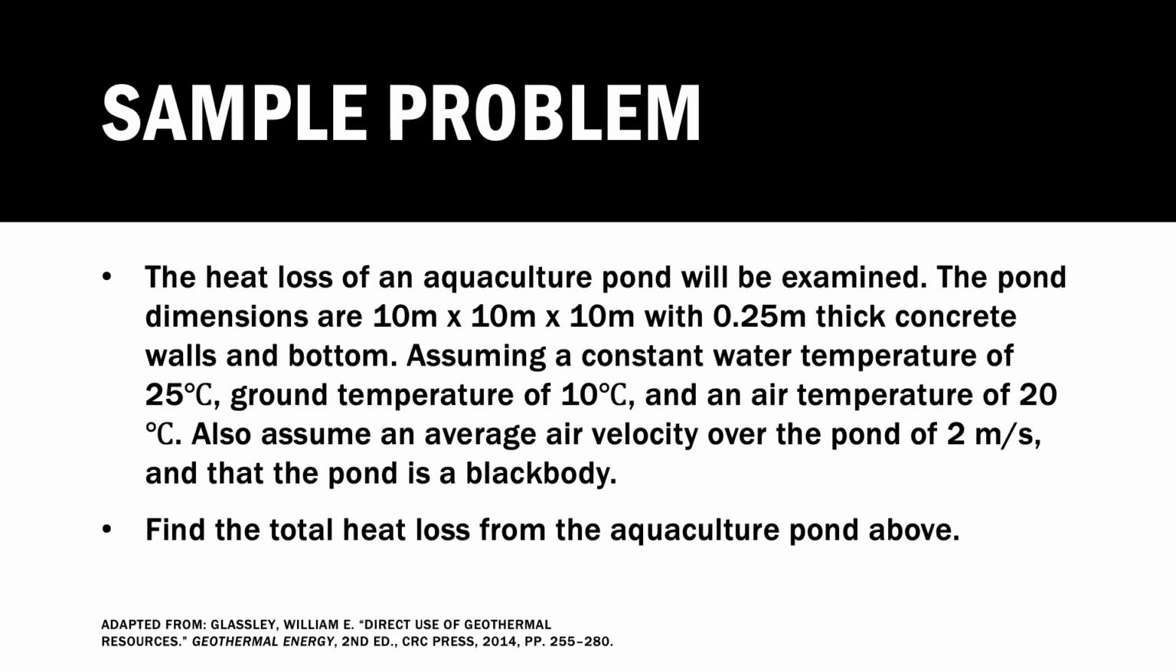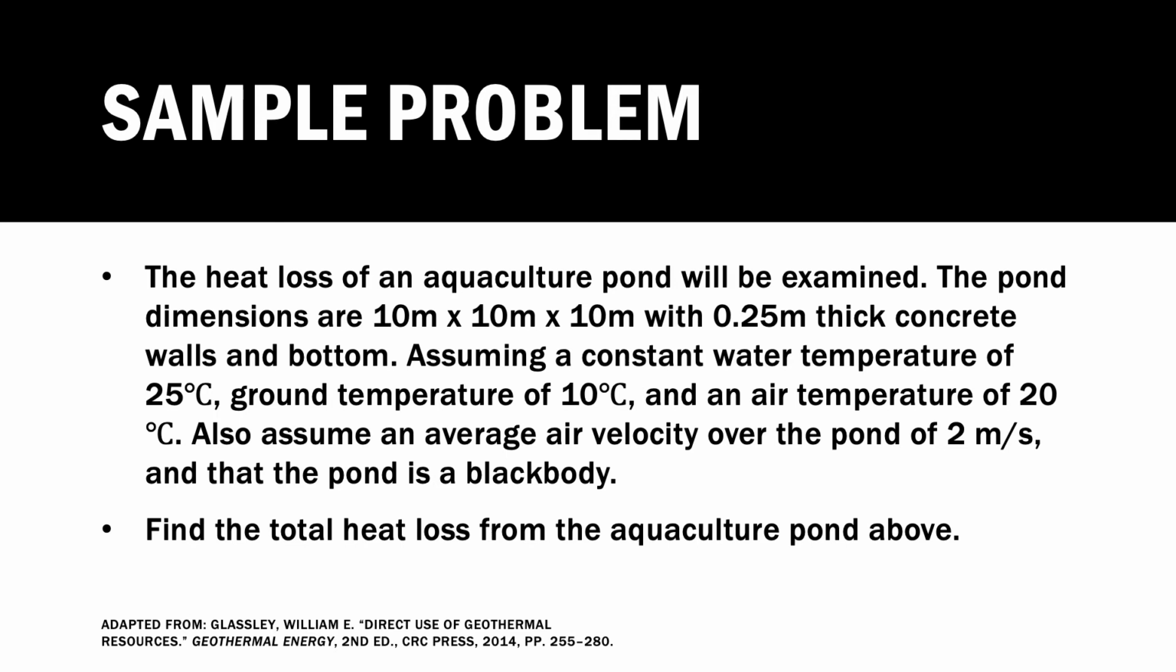In this sample problem, adapted from Glassley's book, we will look exclusively at the heat loss in a basic aquaculture pond to keep it simple. The pond described in this problem is cubical with dimensions of 10 meters long by 10 meters wide by 10 meters deep. It has 1/4 meter or 25 centimeter thick concrete walls. The pond's water temperature can be assumed to be kept constant at 25 degrees Celsius.